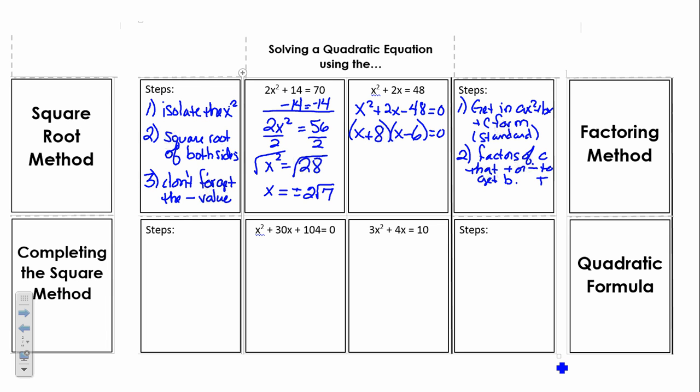And then what's the last step when we're solving this? Set them both equal to 0. Okay, so if x plus 8 equals 0, then x is going to be negative 8 when I bring it to the other side. And if x minus 6 equals 0, then x will be 6. Okay?